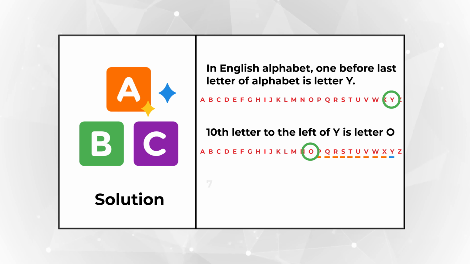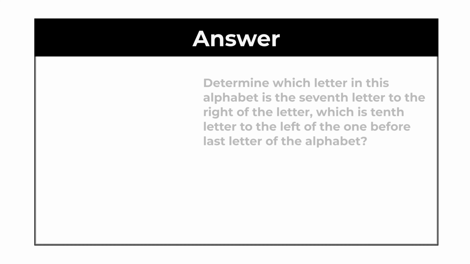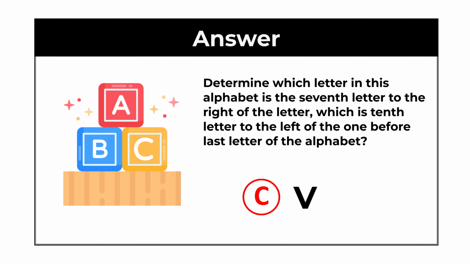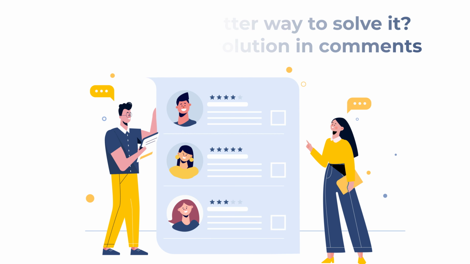Now we need to determine the 7th letter to the right of the letter O. Let's do the math: 1, 2, 3, 4, 5, 6, and 7. As you can see, this is the letter V. So the correct choice here is choice C, letter V. Hopefully you've nailed this question and now know how to answer similar problems on the test.